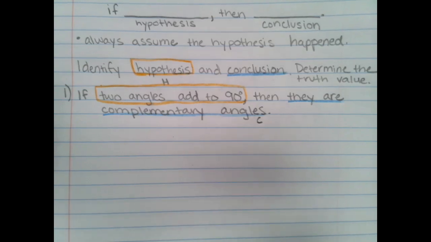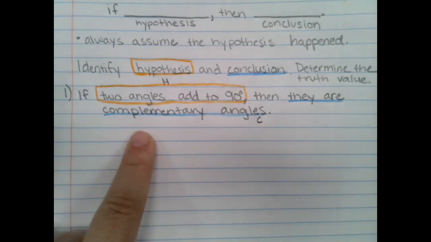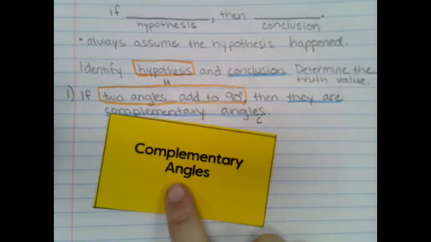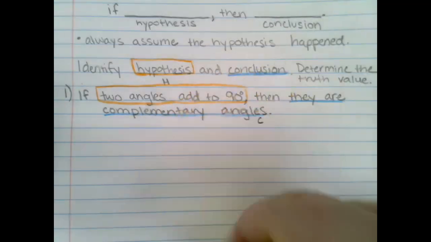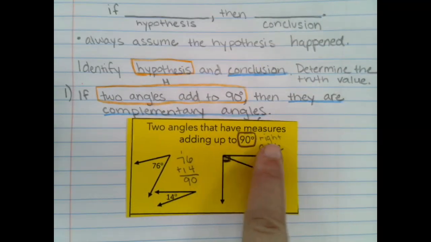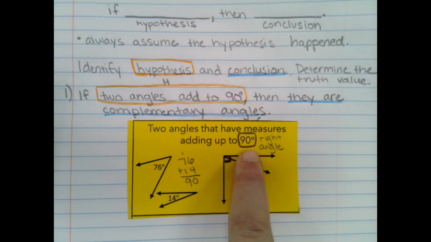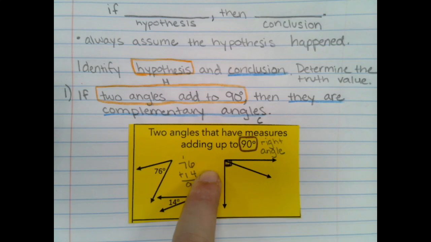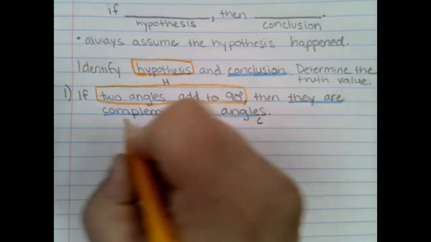So now we need to decide if this is true or false. So if we're not sure, we can go back to our envelope from a couple lessons ago. Let's see what complementary angles are again. Oh, whoa, that was really cool. I pulled it out right away. So complementary angles, say two angles that have measures adding up to 90 degrees. So if they add up to 90 degrees, can we say that they're complementary? Yep, that's true. So our truth value is true.